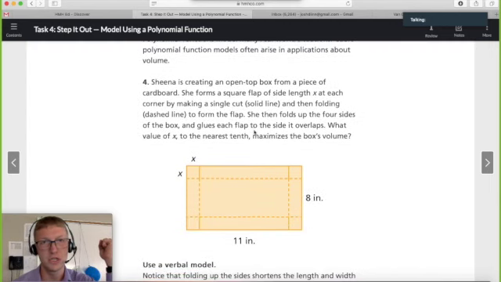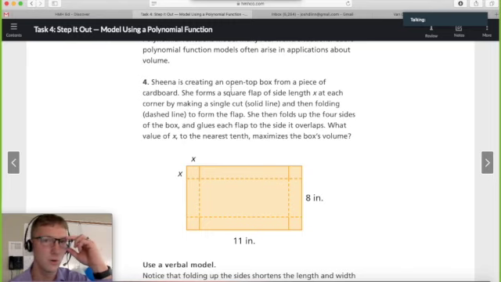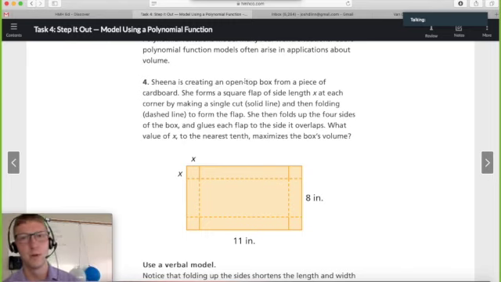So here we go. Sheena is creating an open-top box from a piece of cardboard. She forms a square flap of side length x at each corner by making a single cut, a solid line cut, and then folding on the dashed line to form the flap. She then folds up the 4 sides of the box and glues each flap to the side it overlaps. What value of x to the nearest tenth maximizes the box's volume?